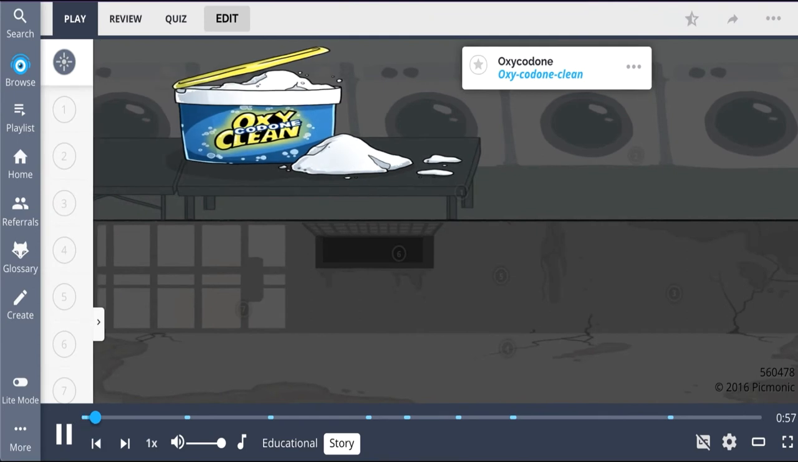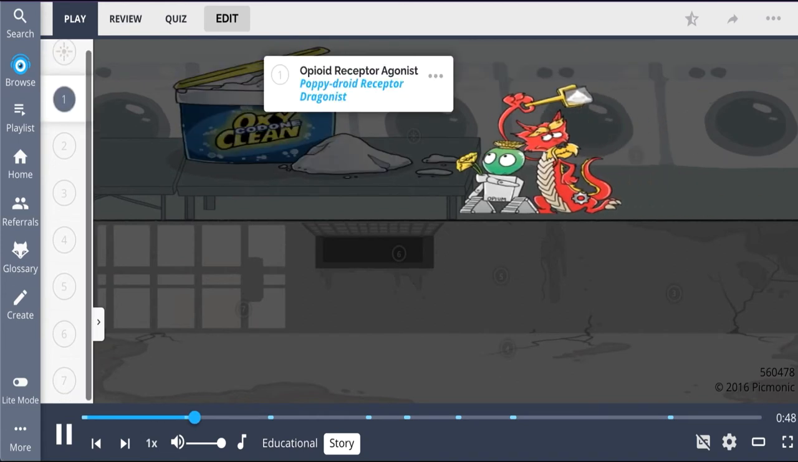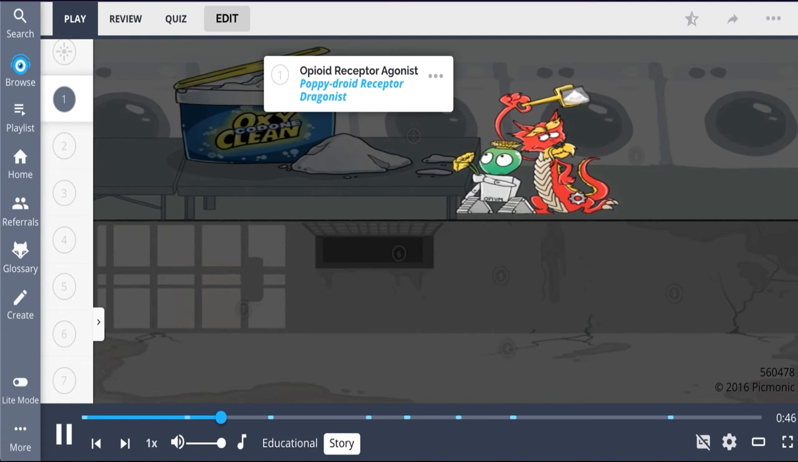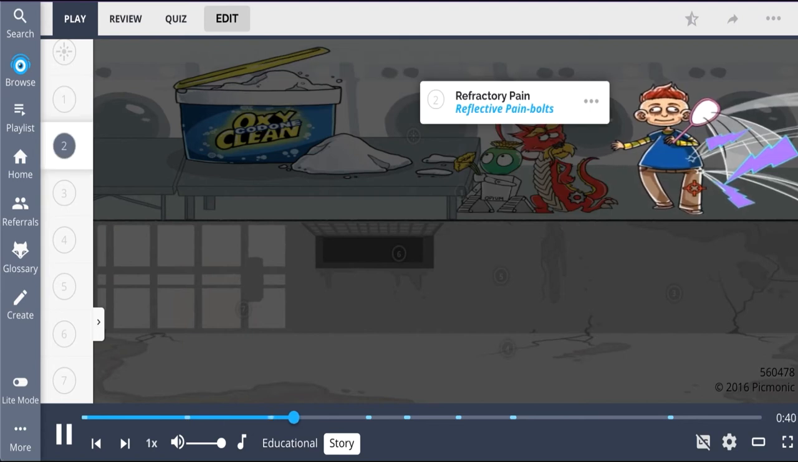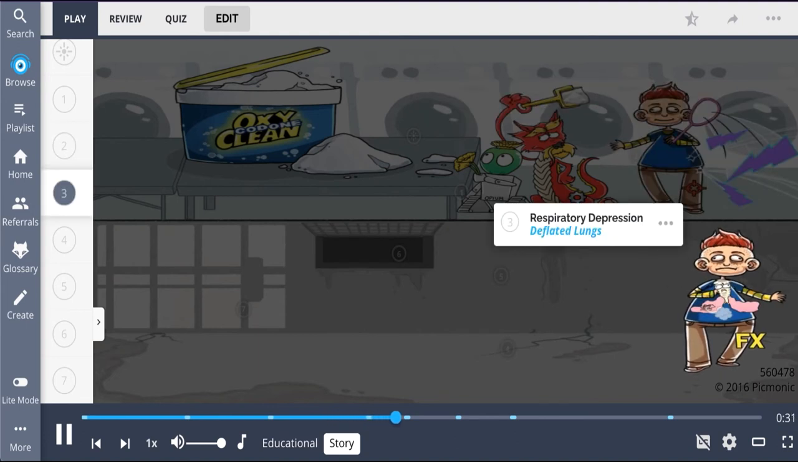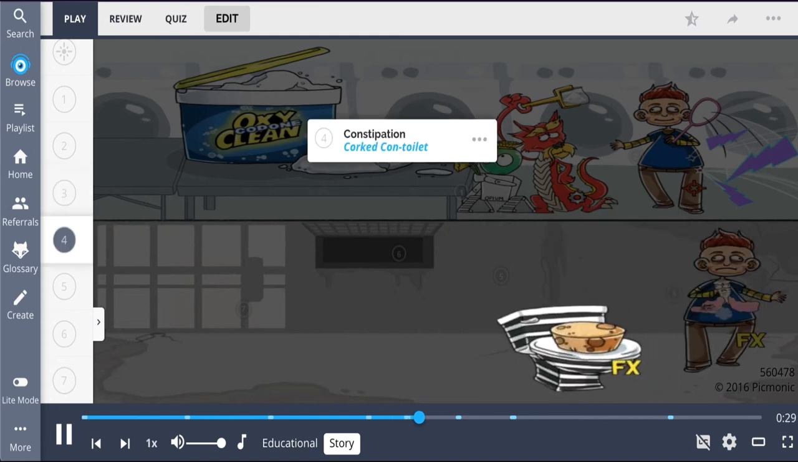There are some seedy dealings going down at the local laundromat where black market oxycodone clean is being peddled. That's right. The poppy droid makes it and the dragonist dishes it out with a receptor. And the people love it. It makes their clothes so clean it reflects pain bolts like a mirror. However, this stuff is illegal, and if you take too much, you may find yourself breathless, with deflated lungs and locked away with nothing but a corked con toilet and a cellmate.